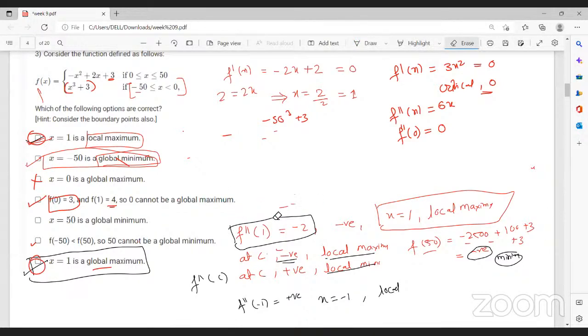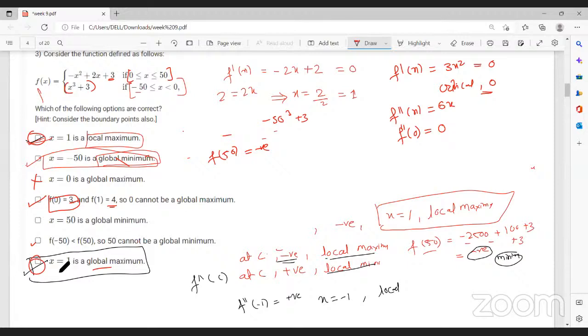On the portal it is not correct. Why not correct? In the portal, it's not showing as correct, sir. Okay, on the portal, it is not so. Because here we can see x equal to 1 is the local maxima also, and we find out at the boundary condition also, right? So we are getting f of 0 equals to 3, f of 1 equals to 4, and f of 50 is a negative number, right? So 0 cannot be a global maxima.